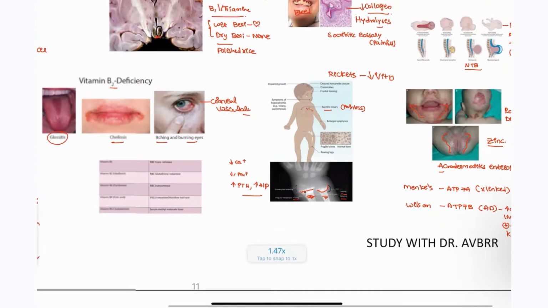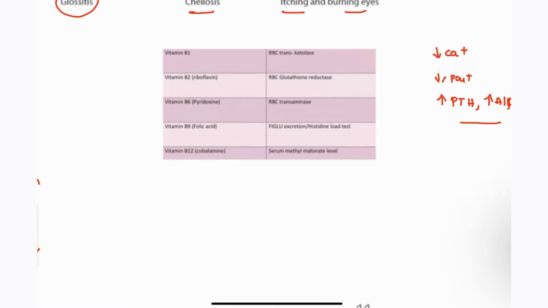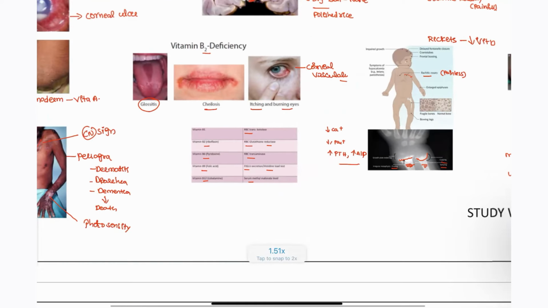Here is another test that you have to take note of. For vitamin B1, it is RBC transketolase. Vitamin B2, RBC glutathione reductase. Vitamin B6, RBC transaminase. B9, the FIGLU test or the histidine test. B12, it is the serum methylmalonic acid test. These are the serum assays that you have to take note of.